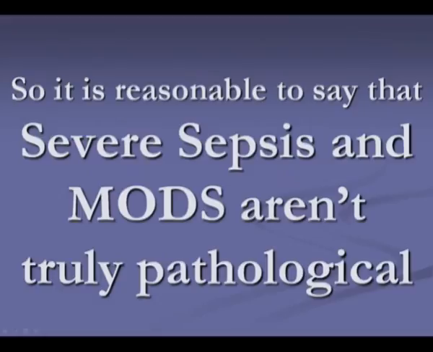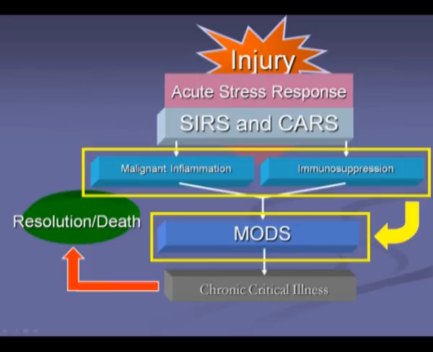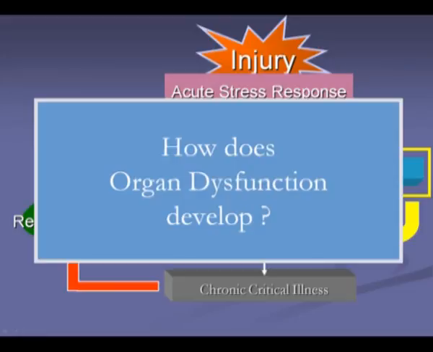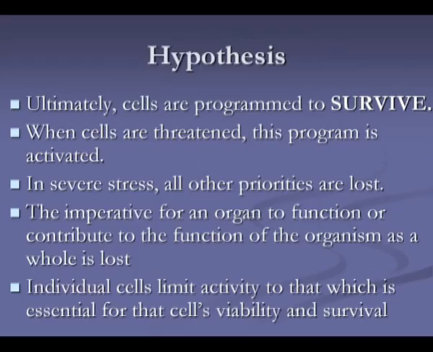So it may be reasonable to say that severe sepsis and MODS aren't truly pathological processes. So if they're not truly pathological processes, if this isn't pathology, what's going on? And the question we now need to ask ourselves is not how does organ dysfunction develop, but why does it develop? And that leads us to the key.